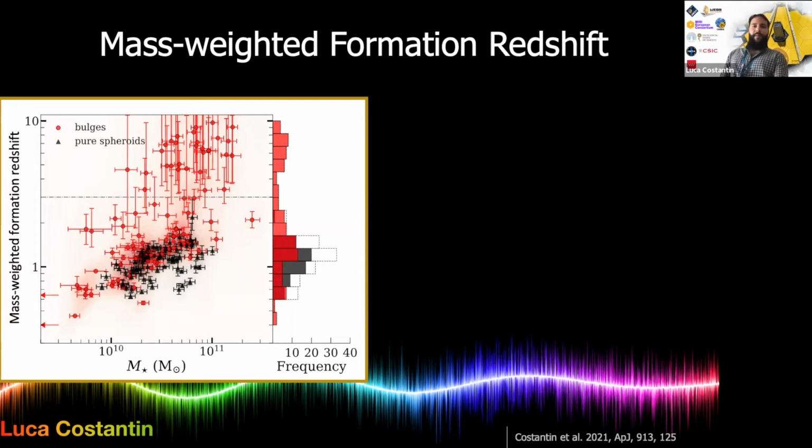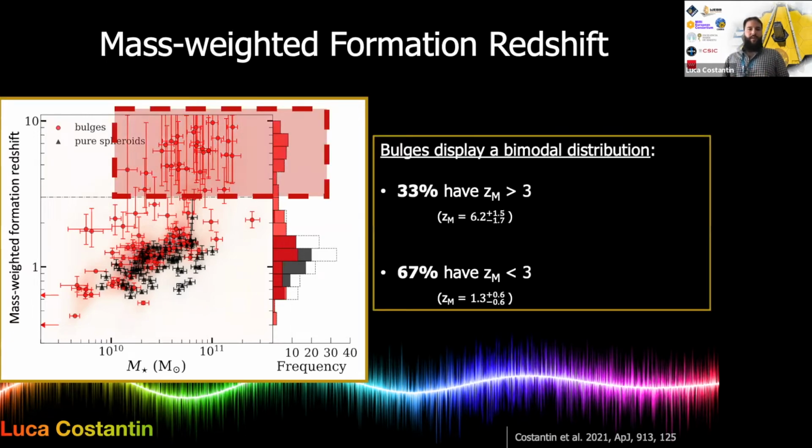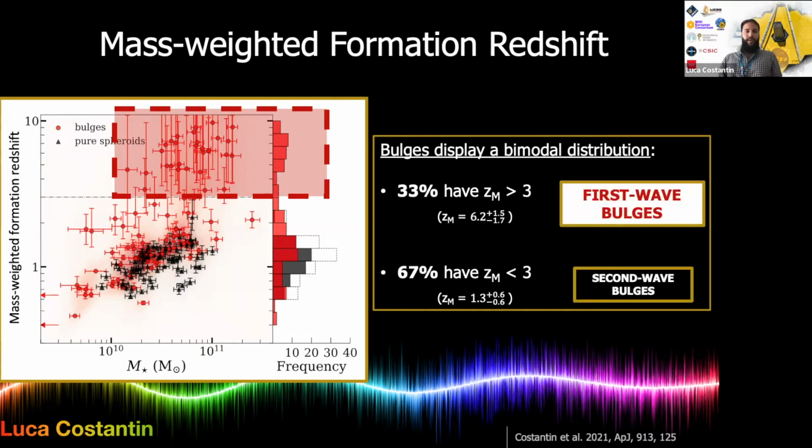So they have a bimodal distribution of mass-weighted formation redshift, because 33% of our bulges were formed at redshift higher than 3, with a median value of 6.2, while 67% of them were formed at redshift lower than 3, with a median value of 1.3. So having identified these two waves of bulge formation, we label the older bulges as first wave bulges and the younger bulges as second wave bulges.